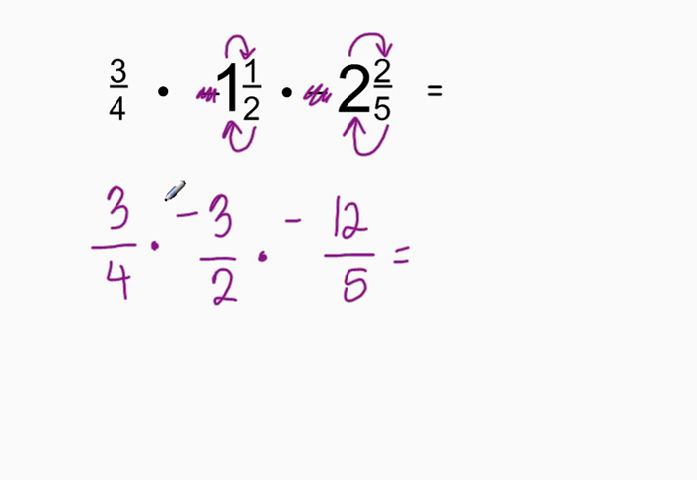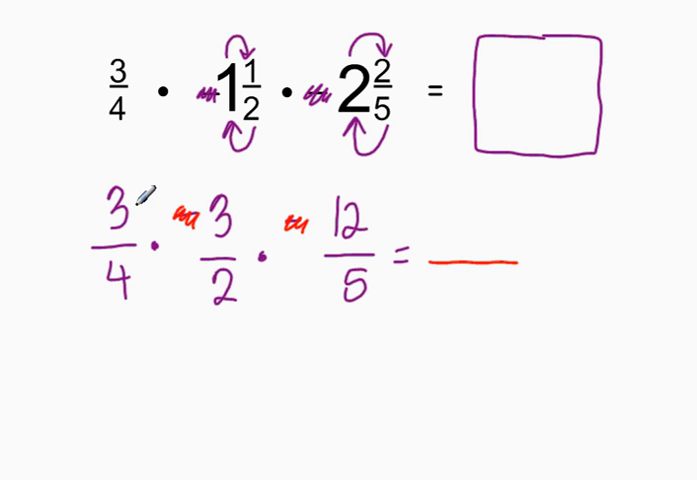How many negative signs are in this problem? 1, 2. That means my answer is going to be positive. Now that I know my answer is positive, I'm going to go ahead and ignore those signs. And I could multiply straight across here and do 3 times 3 is 9, times 12 is 108. 4 times 2 is 8, times 5 is 40. You know what? I'm going to have to do a lot of reducing. I don't want to do that. I'm going to see what I can cancel before I start to go straight to an answer.